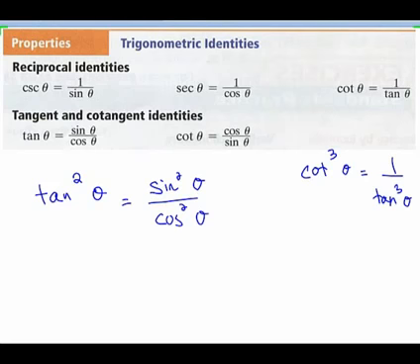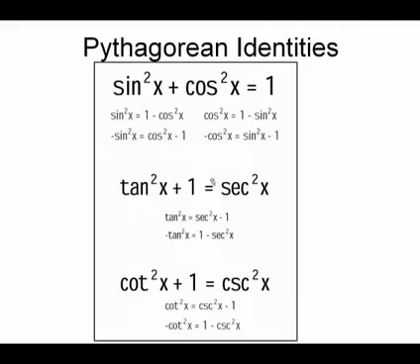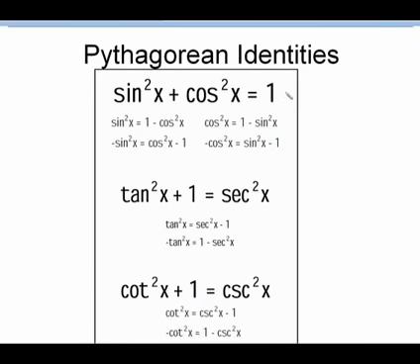Moving on to the next one, the Pythagorean identities, okay? These are very important, all right? So the main identities are these three right here, okay, in bold.